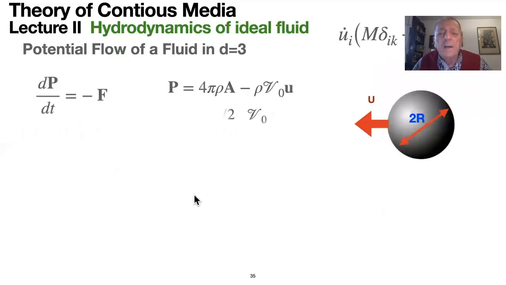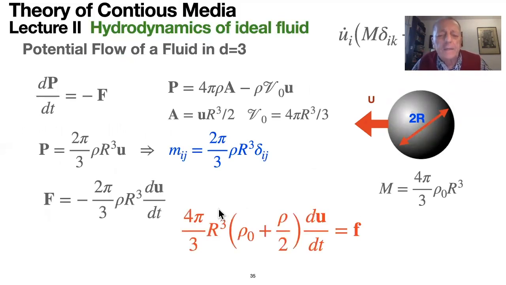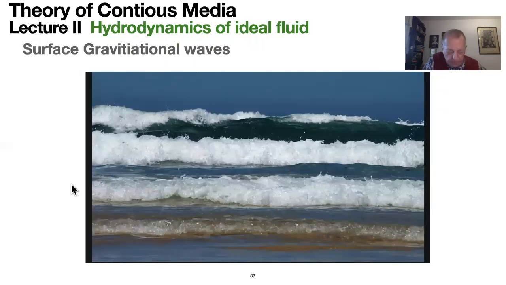So this was our calculation. And now we have to move further. This is problem 11, which is for you. This is to find a relation between the velocity of the body and the velocity of the fluid when it's moving steadily. And this is the problem which I suggest you solve. All right, and I just would like to initiate the discussion for next week with this beautiful form.